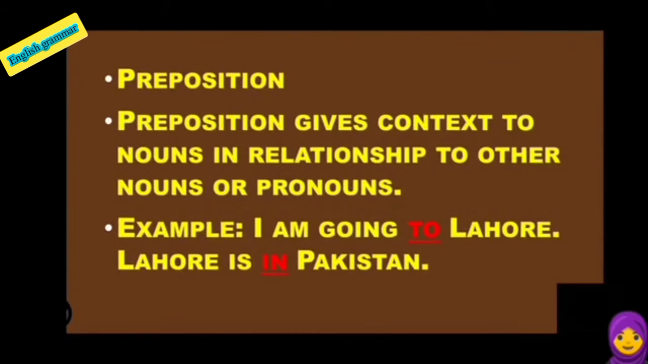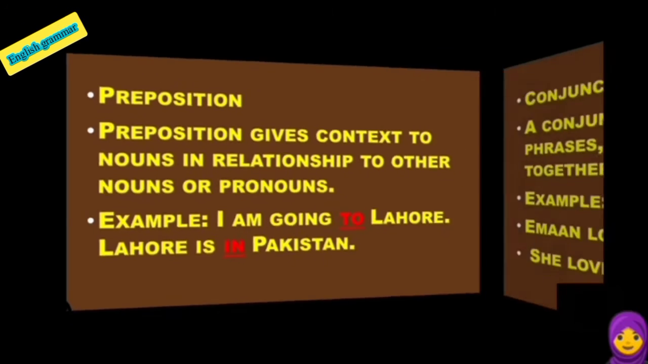The next is preposition. Preposition gives context to nouns in relationship to other nouns or pronouns. For example, I am going to Lahore. Lahore is in Pakistan. Here, to and in are prepositions. So, preposition establishes a relationship between the noun and the rest of the sentence.